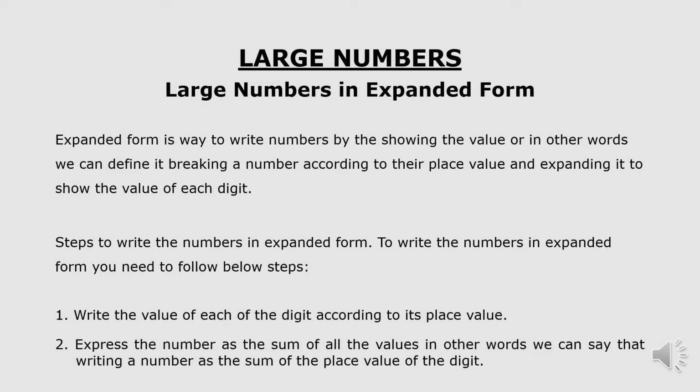Children, do you know what is the meaning of expanded form? In expanded form, we break the digits of the given number to their place value and expand it to show the value of each digit. To write the numbers in expanded form, you need to follow two basic steps. First, write the value of each digit according to its place value chart. Then, sum up or add the numbers.